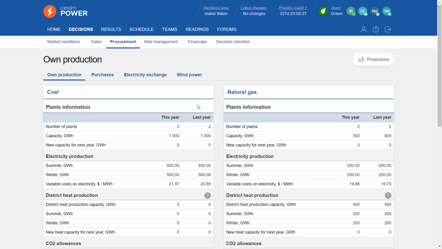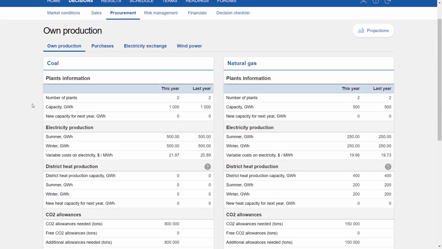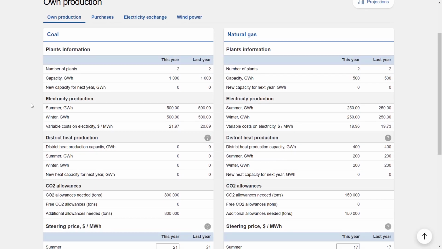Procurement section includes the power plants. In the beginning, we always have a certain number of plants. In this case, it seems that we have 2 coal plants, and likewise we have 2 gas plants. The total capacity of our 2 coal plants is 1000 gigawatt hours, and with the gas plants the total capacity is 500 gigawatt hours.